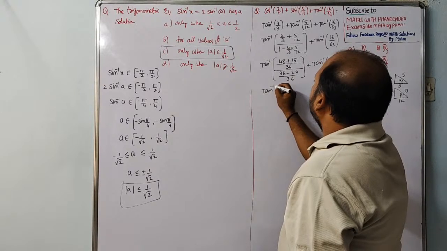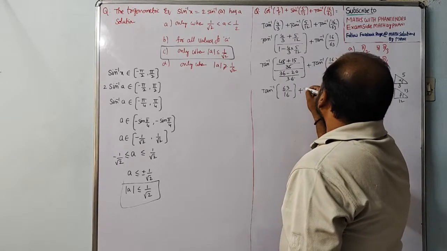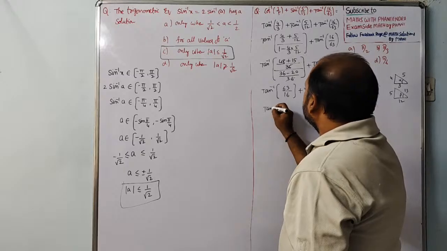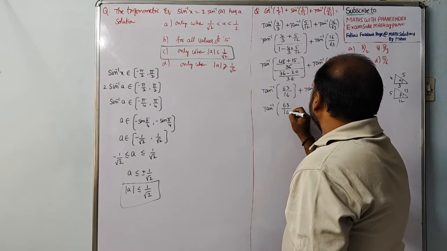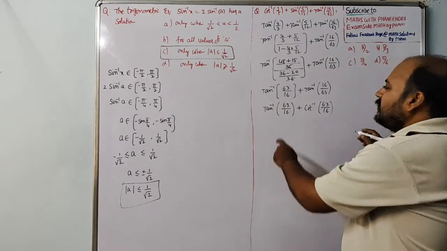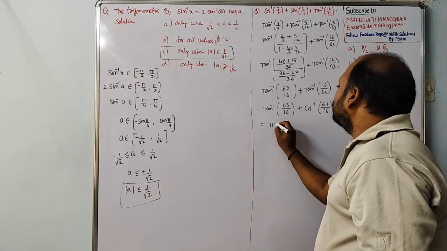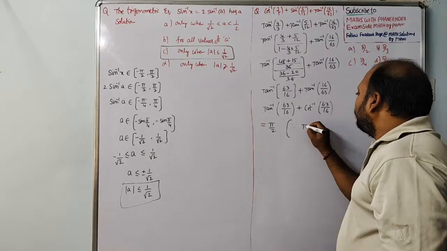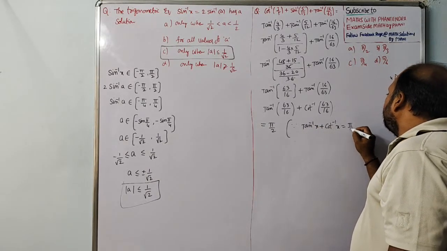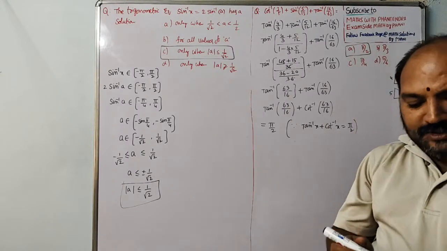So tan inverse of 63 by 16 plus tan inverse of 16 by 63. Tan inverse of 63 by 16 plus, this we can write as cot inverse of 63 by 16. Tan inverse x plus cot inverse x equal to what? Pi by 2 only. So by using the identity, tan inverse x plus cot inverse x is equal to pi by 2. So your answer is pi by 2. I hope everyone understands, students.